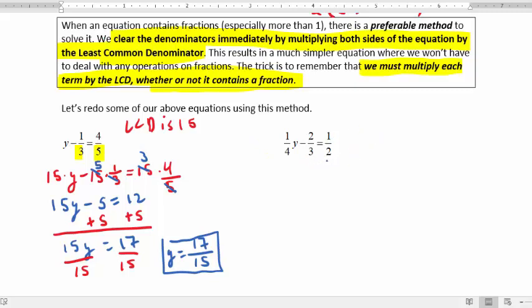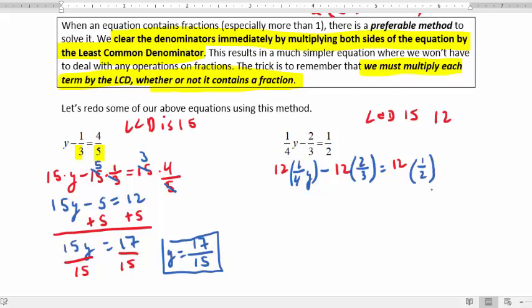So if I have denominators of 2, 3, and 4, I would recognize that my LCD of 2, 3, and 4 is actually going to be 12. So what you do is multiply each term here by 12. So you'd have 12 times 1/4 y minus 12 times 2/3 equals 12 times a half. Right? So I'm just putting a 12 by each term to show that I'm multiplying each term by 12.